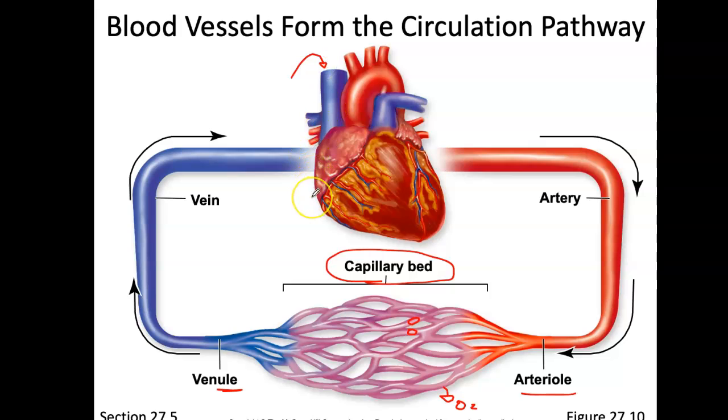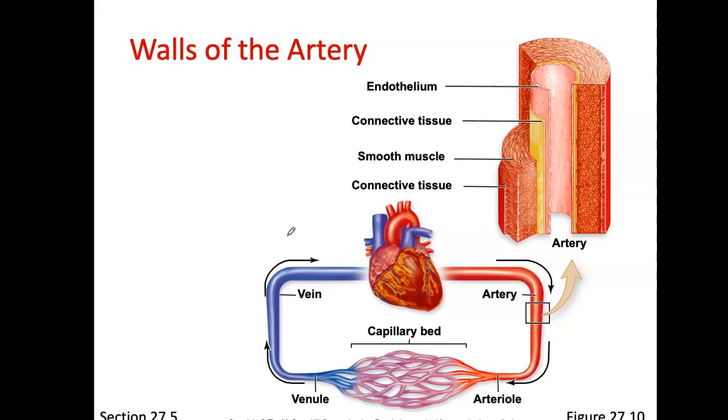And another vein that I didn't mention to you is one that's bringing blood from the lower body, and that's going to be the inferior vena cava or vena cava. You can say it either way. So that is just a small review of what these vessels look like. If you wanted to take a cross-section of them and look inside, and we're going to start by doing that with an artery, what is in the wall of the artery?